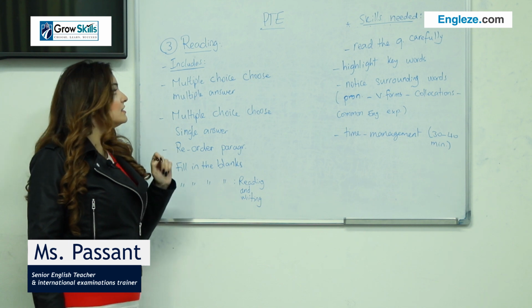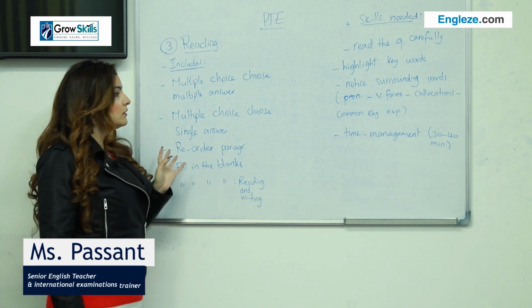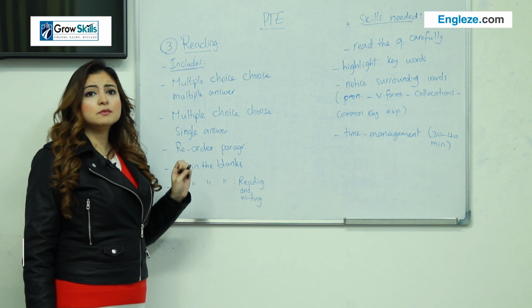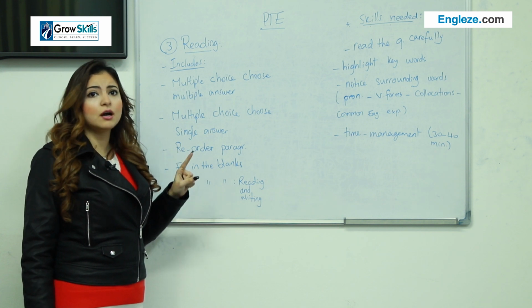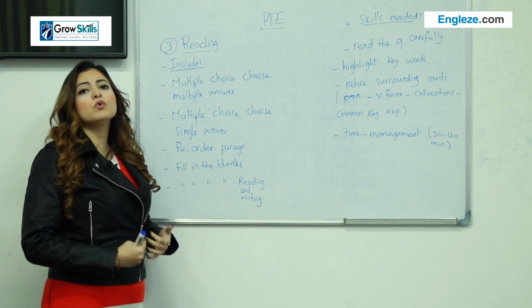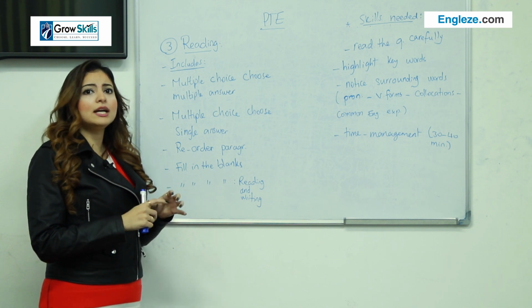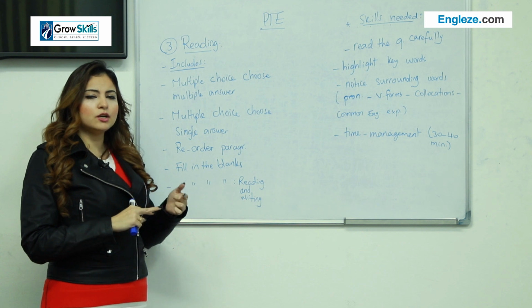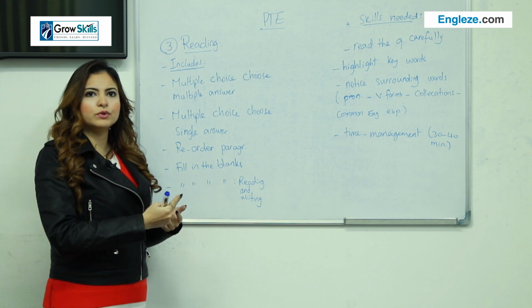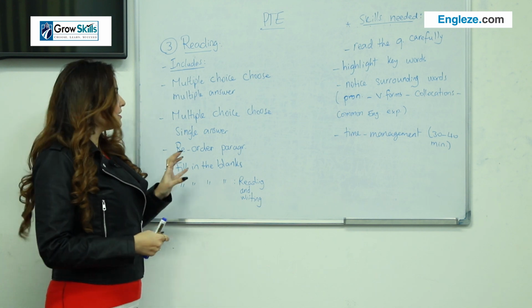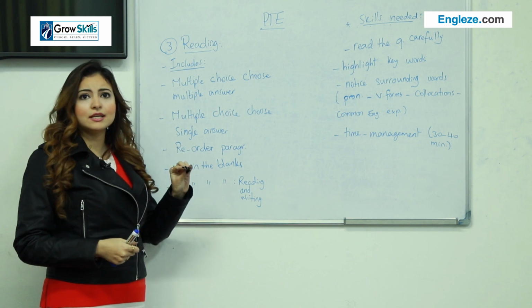The first question is multiple choice, choose multiple answer. And here in this part, you're not going to choose one of the options. No, you're going to choose more than one answer. And of course, as you read the text, you're going to highlight the information and then check which option goes right with the text. So in this case, you're going to choose more than one answer.